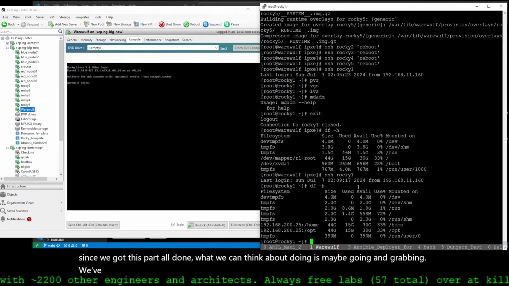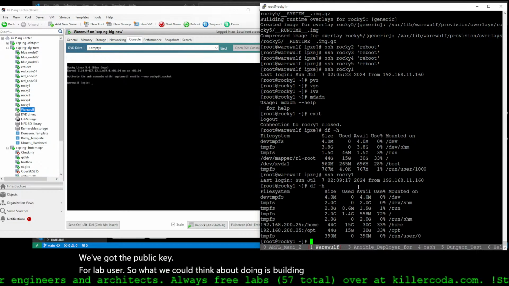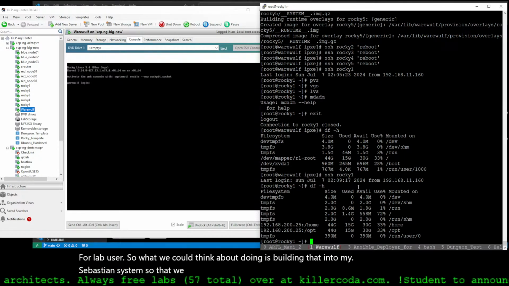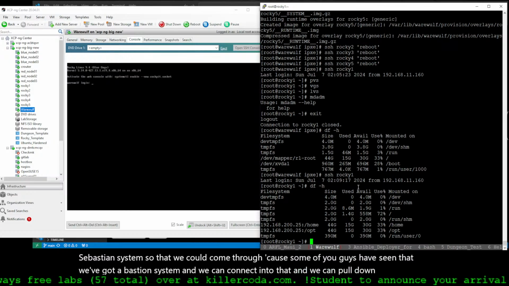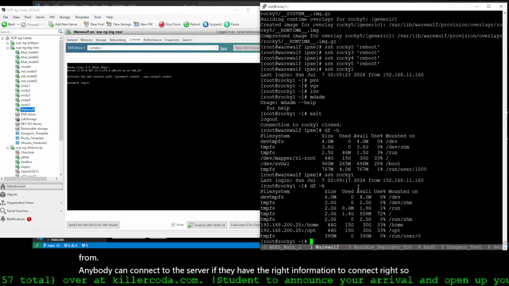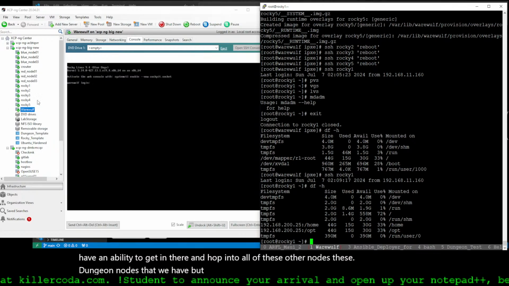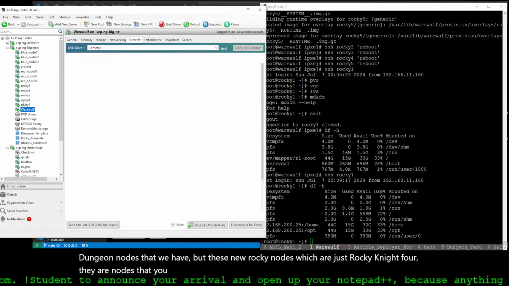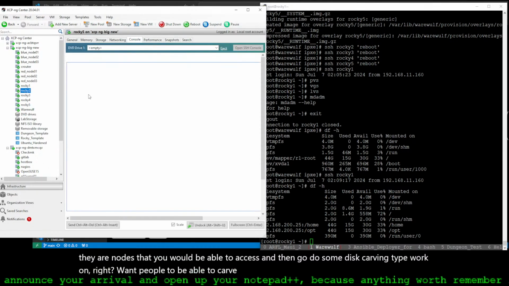We've got the public key for lab user. So what we could think about doing is building that into my Bastion system so that we could come through, because some of you guys have seen that we've got a Bastion system and we can connect into that and we can pull down information from, well, anybody can connect to the server if they have the right information to connect, right? So we have an ability to get in there and hop into all of these other nodes, these dungeon nodes that we have. But these new Rocky nodes, which are just Rocky 9.4, are nodes that you would be able to access and then go do some disk carving type work on, right? I want people to be able to carve up and do disk work on there.